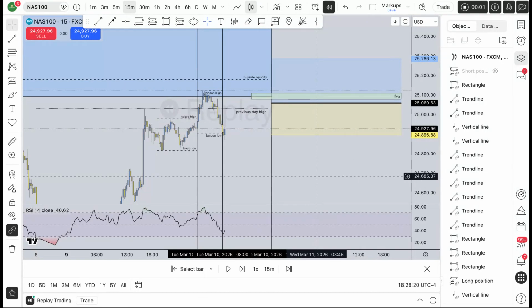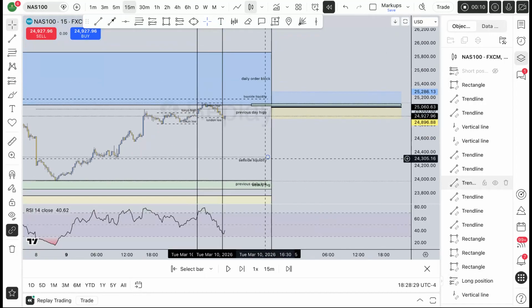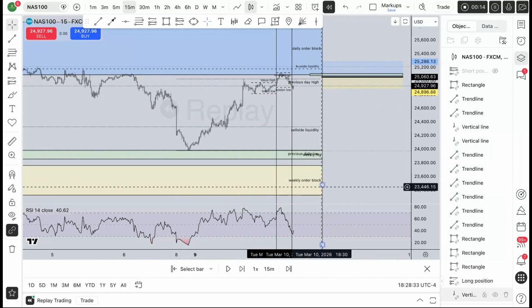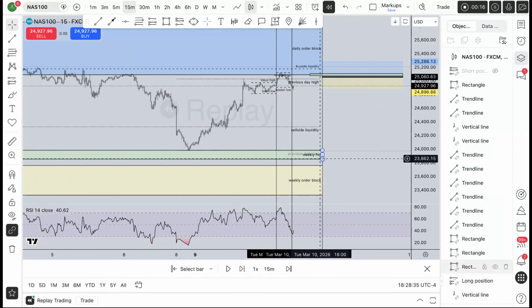Okay, perfect. So we're gonna go over this NAS100 buy idea that I took last week Tuesday. First things first, on a higher time frame, we have our range. We have our daily order block above price, and we have our weekly order block below price. We also have this weekly fair value gap below.